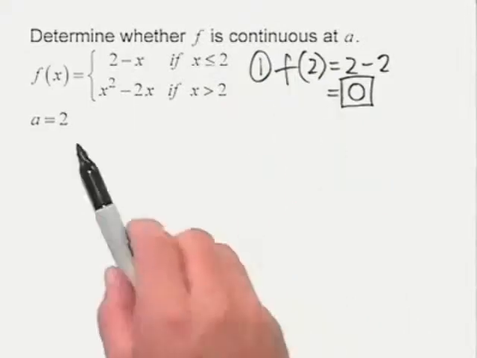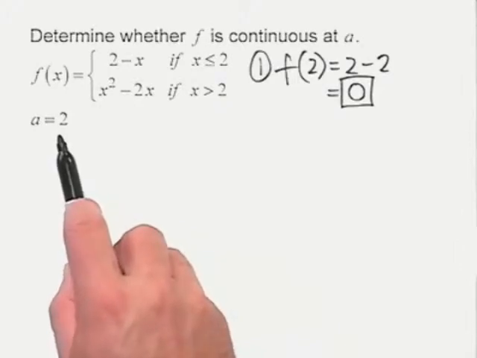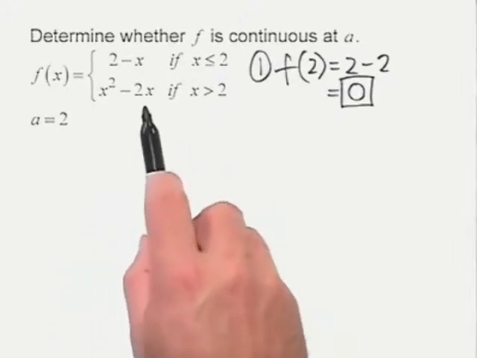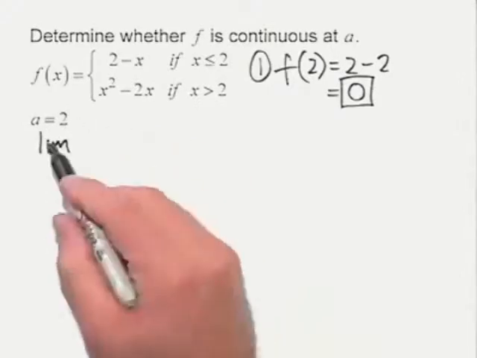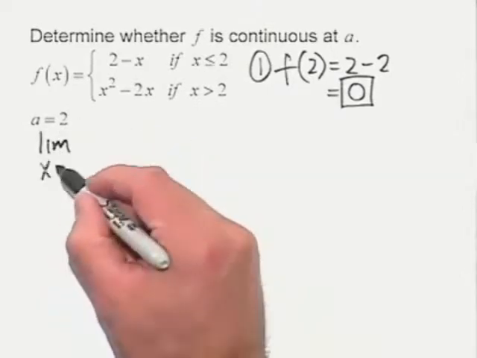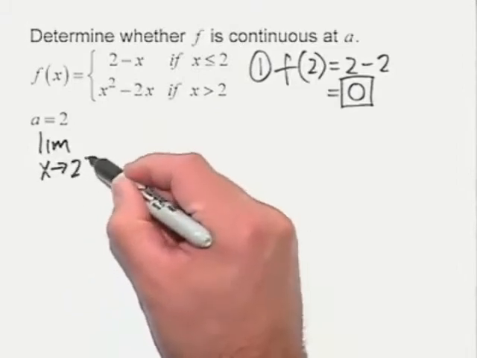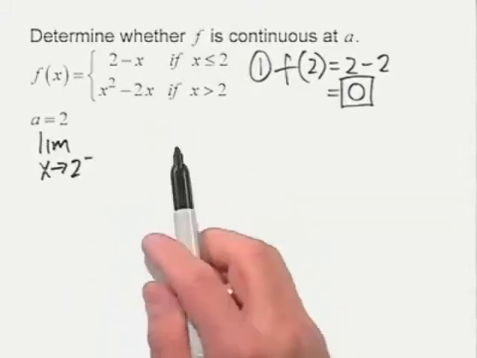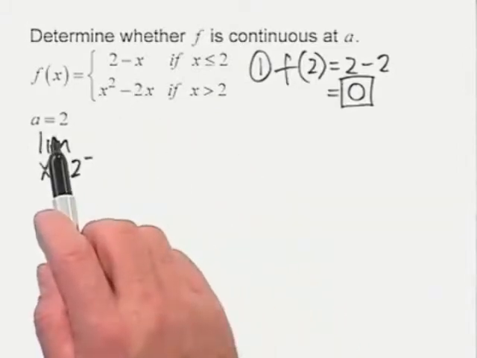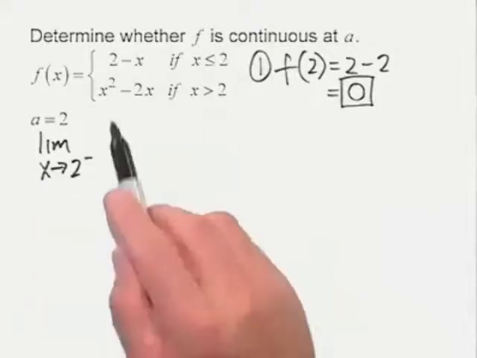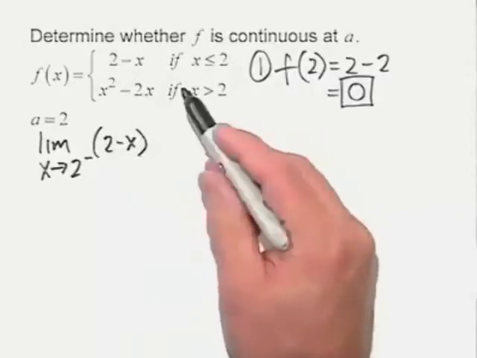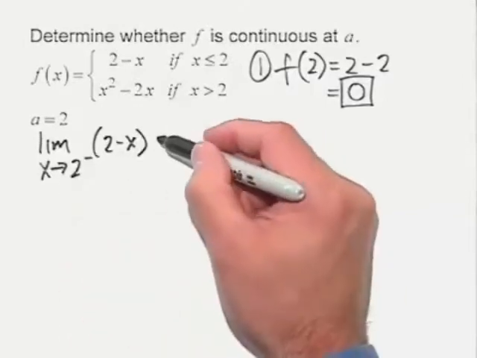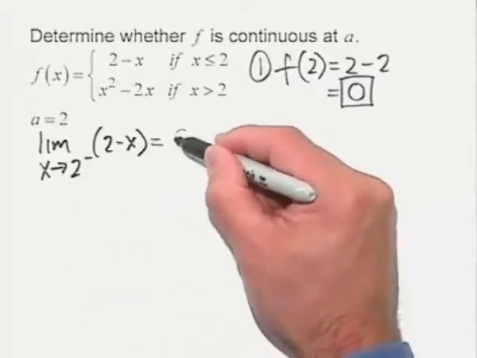Now we need to determine whether or not the limit of this function exists at 2. And for a piecewise defined function like this, what we'll do is we'll look at the left hand and the right hand limit. First, the left hand, the limit as x approaches 2 from the left of our function. Now, because the x values we're plugging in are less than 2, we're going to use our first function, 2 minus x. And as we get closer and closer, we see that that is equal to 0, again, just by plugging in a 2.